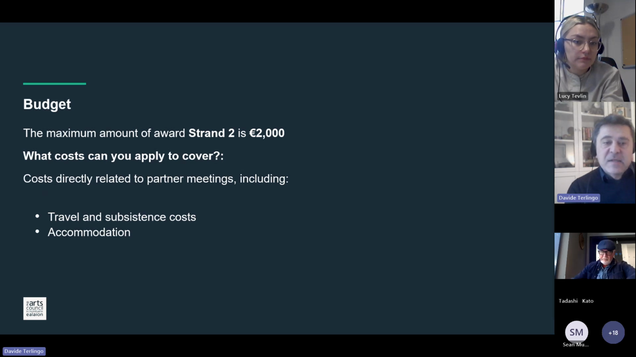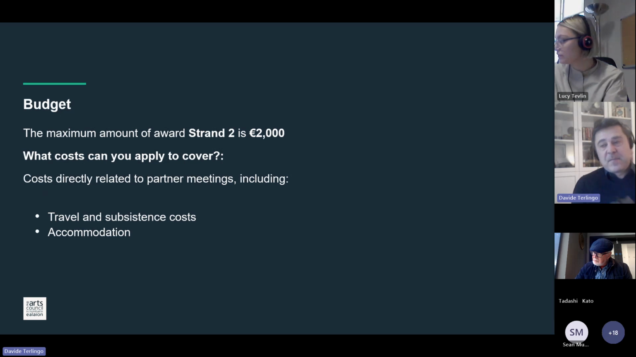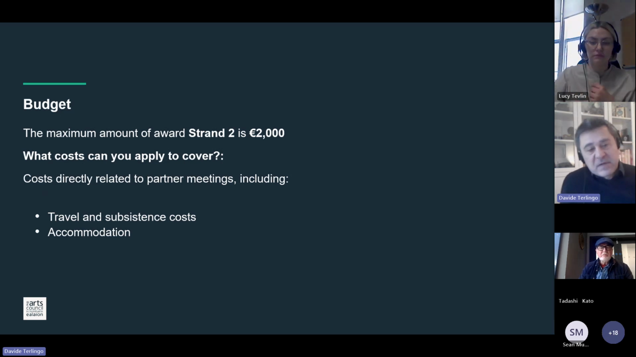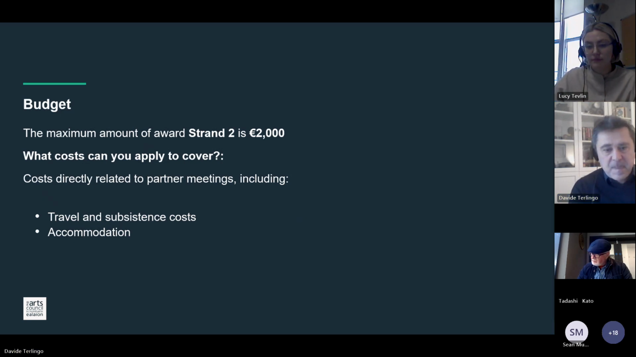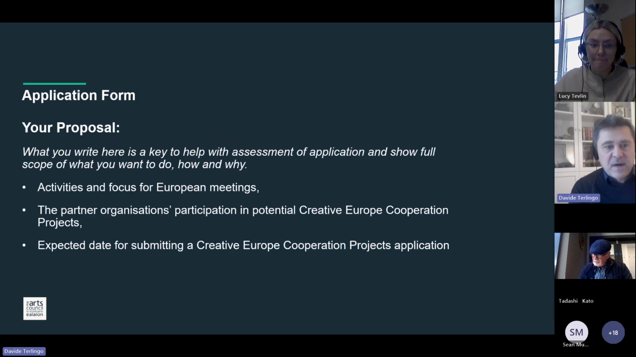Also, keep in mind that the maximum amount for Strand 2 is 2,000 euro, because there is no maximum amount in Strand 1, but there is in Strand 2. And this strand is really there to cover the cost related to travel, subsistence, and accommodation only. So it's not for other artistic activities. It is just there to help you advance your plans. Hopefully straightforward so far.